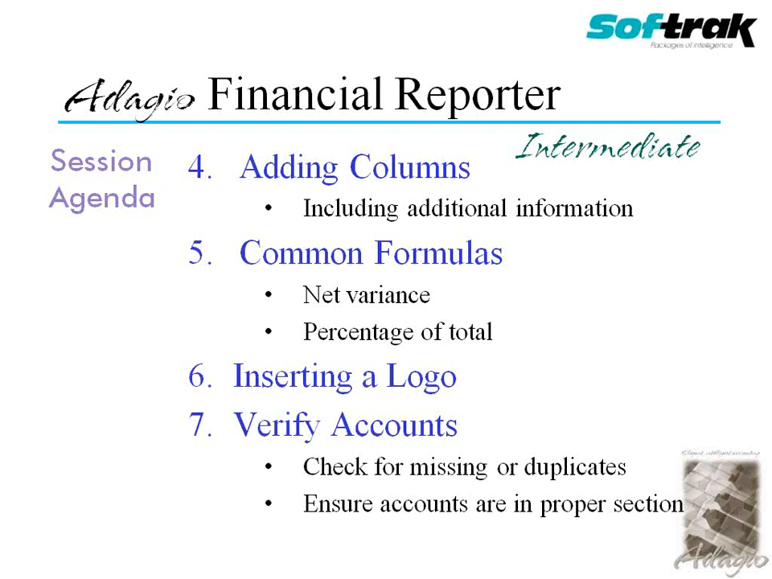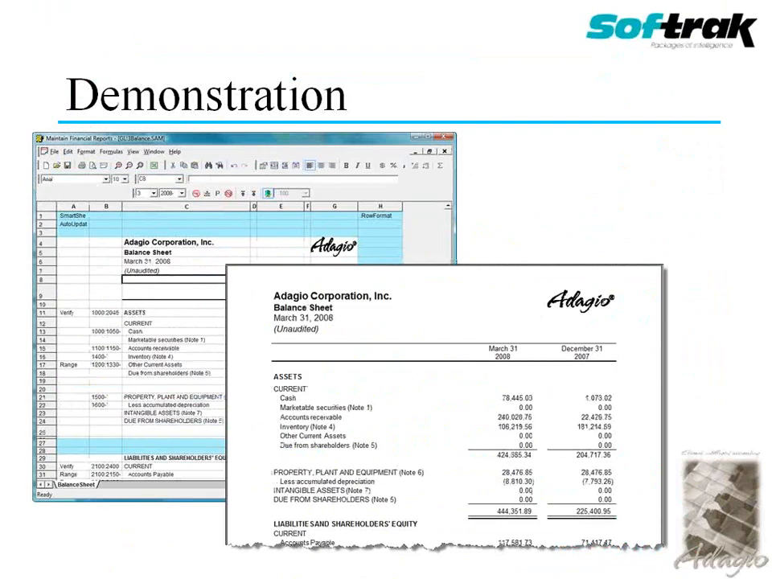And finally, we'll take a look at how to ensure that you've got all the appropriate accounts that you want on your financial statement, and ways that you can check to find out whether any accounts are missing that you wanted to have on the form, or perhaps even where accounts might be duplicated on the form, and make sure that accounts are in the appropriate place within a financial statement. So that's what we plan on covering today. There's quite a lot there, so why don't we just get into it?